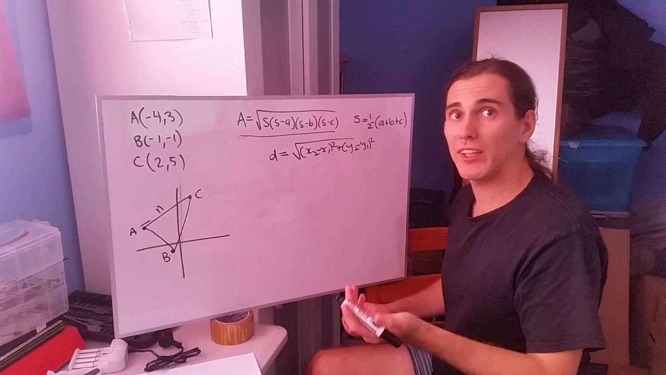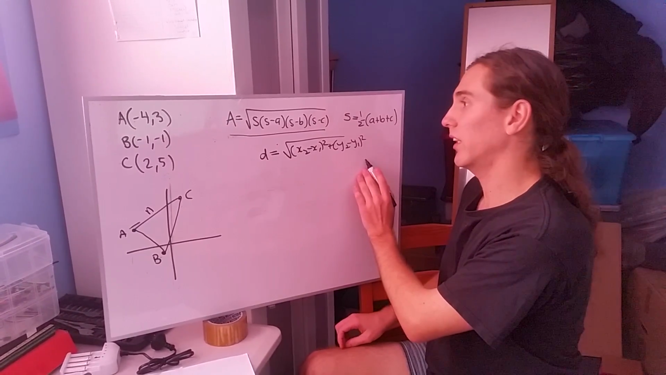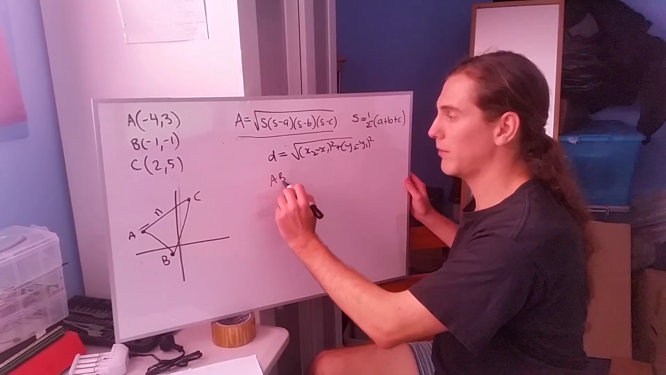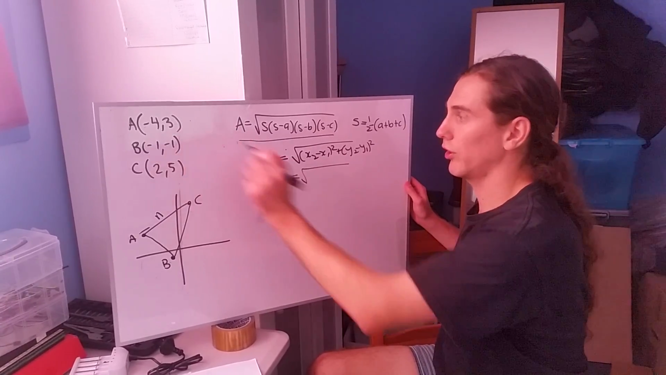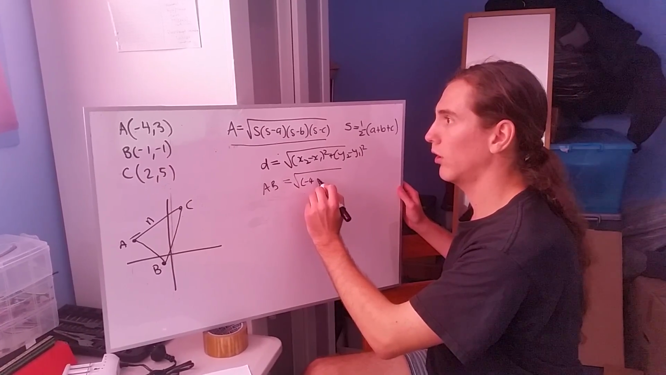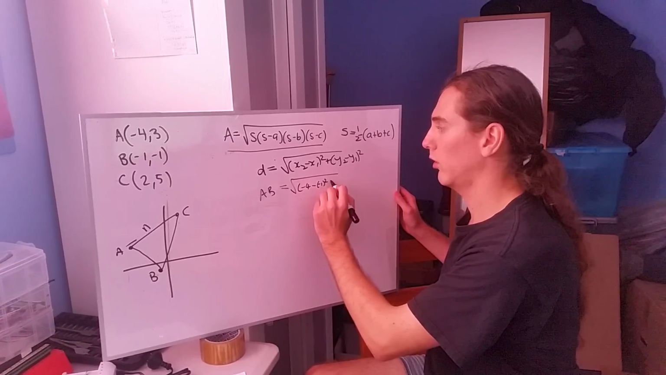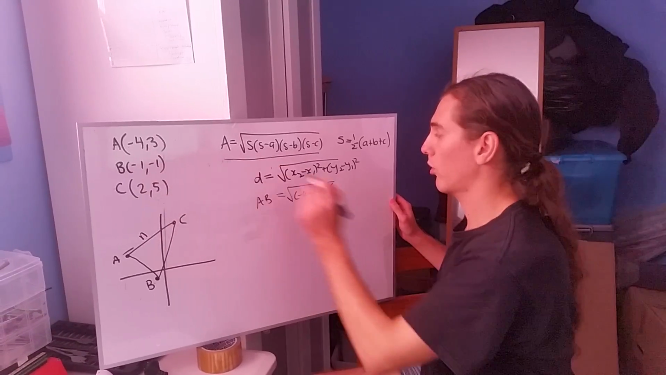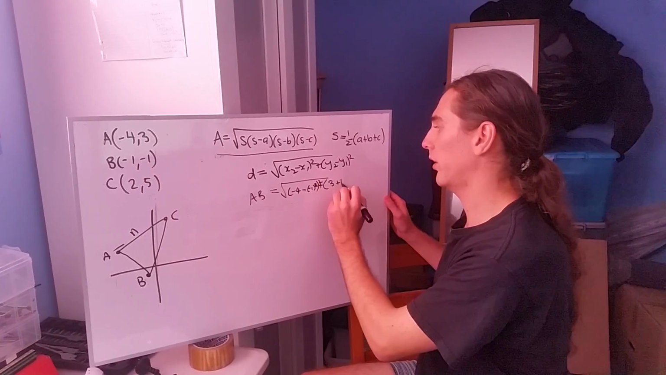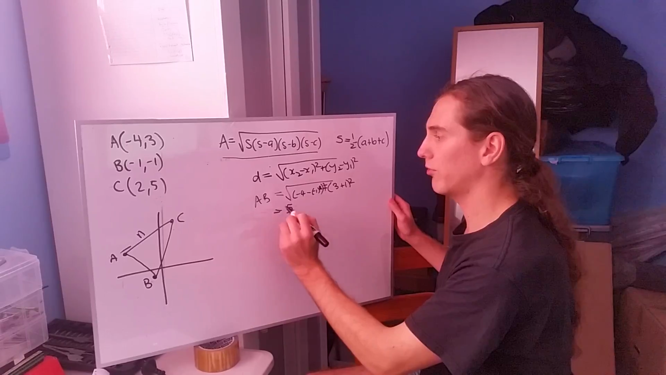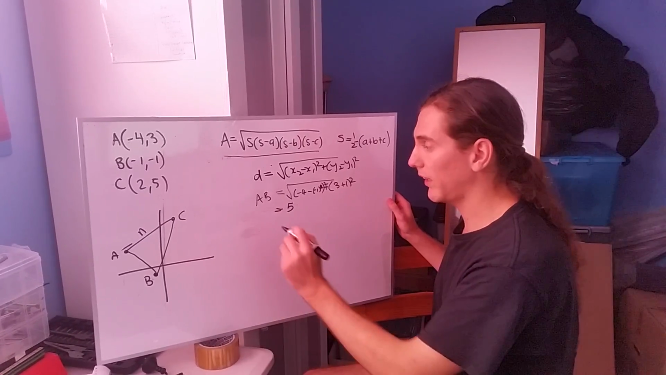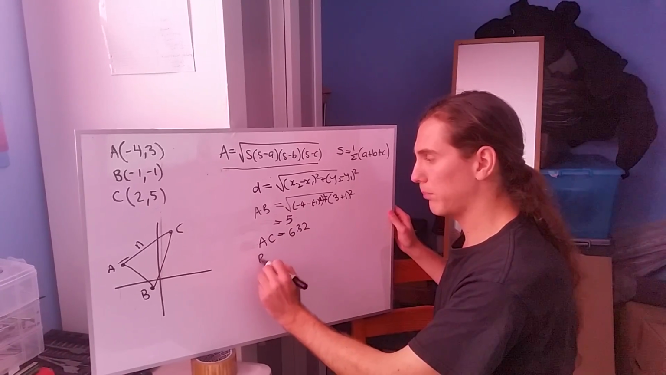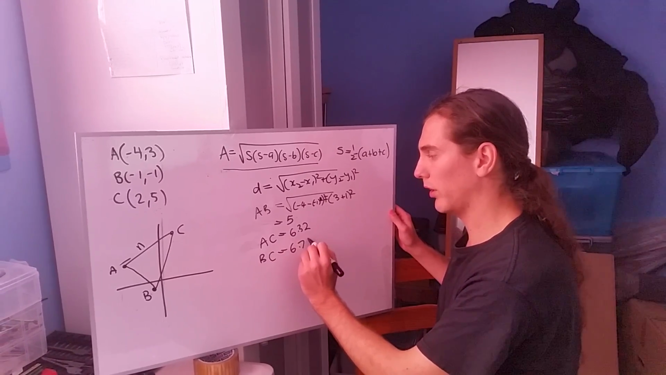The way you do that is by using the distance formula, which is given here, and I'll just quickly show you how to do that, even though I've already calculated the answers. So AB would equal the square root of (-4 minus 1) whole squared, plus (3 plus 1) whole squared, which ends up coming out to 5. And since I've already calculated the other ones, AC equals 6.32 and BC equals 6.71.